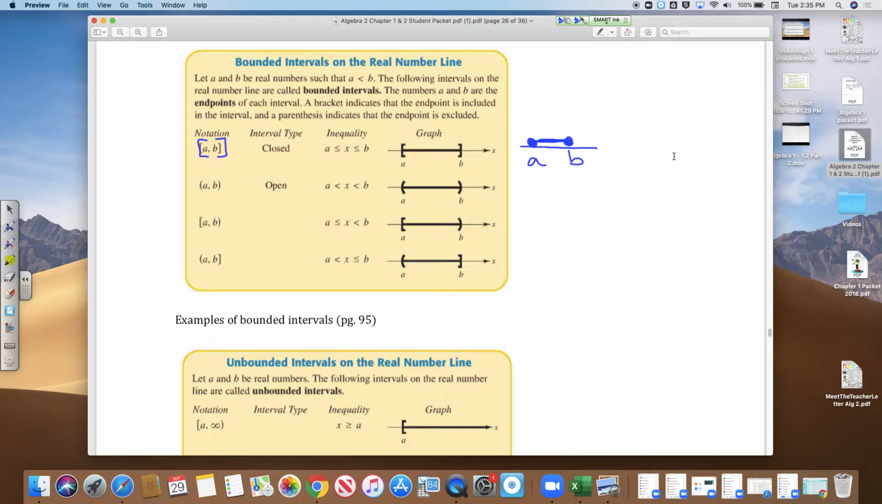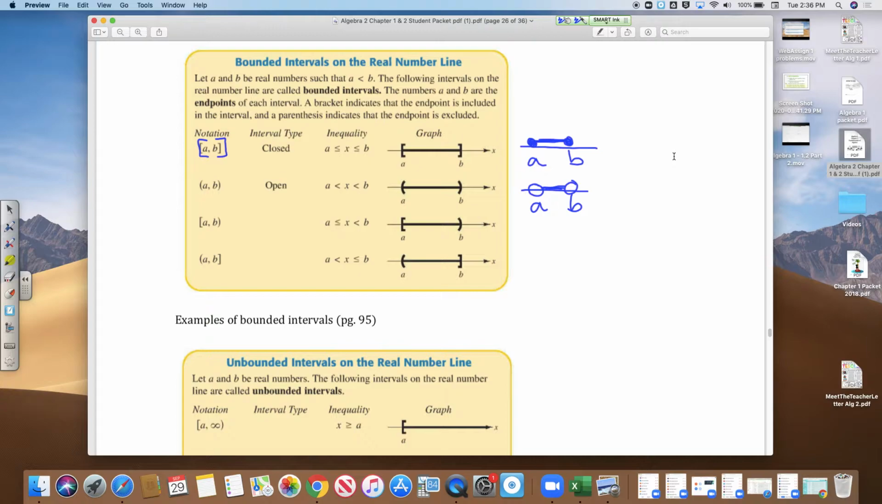However, open intervals use parentheses, and that means that those numbers are not included in your answer. Like between A and B, but not including A or B would be considered an open interval because those endpoints are not included. Another way to show that is by using open circles like this. Sometimes you'll see open circles rather than the parentheses or the square brackets.